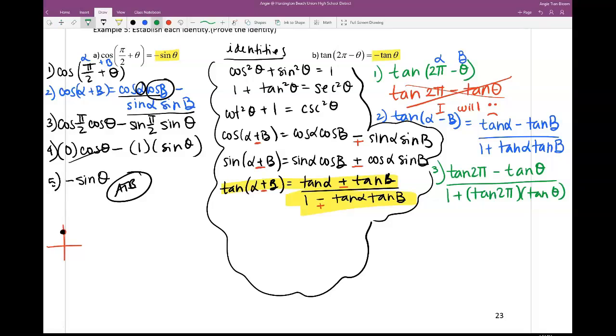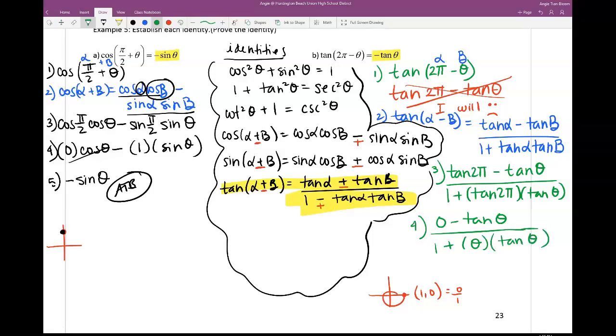Okay, well, let's find out where 2 pi is, okay? 2 pi is 2 right there, okay? Tangent, and that location is 1, 0. Tangent is y divided by x. So if you think about it, it is really 0 divided by 1. So tangent of 2 pi is 0. That's right. Okay, so step 4, 0 minus tangent of theta divided by 1 plus, yes, you write all of this out again.